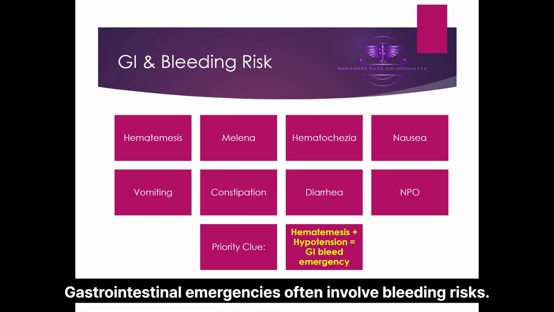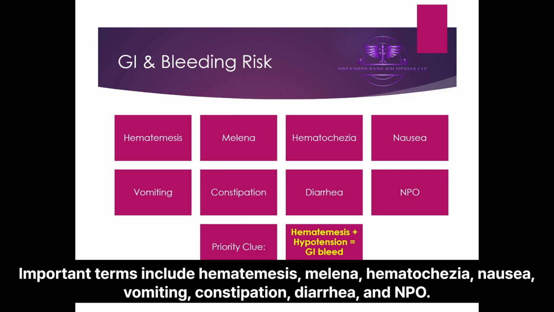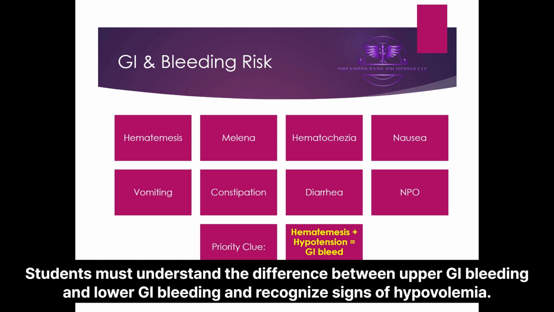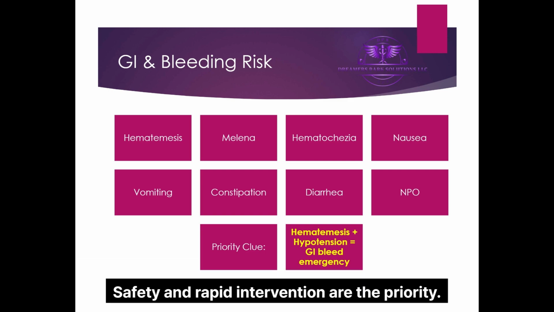Gastrointestinal emergencies often involve bleeding risks. Important terms include hematemesis, melena, hematochezia, nausea, vomiting, constipation, diarrhea, and NPO. Hematemesis with hypotension is a serious clue for GI bleeding emergency. Students must understand the difference between upper GI bleeding and lower GI bleeding and recognize signs of hypovolemia. Safety and rapid intervention are the priority.